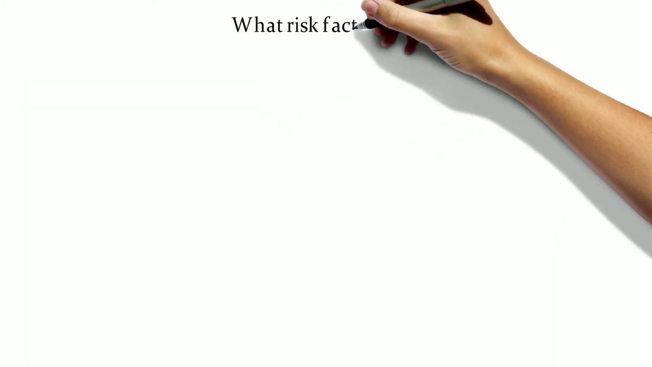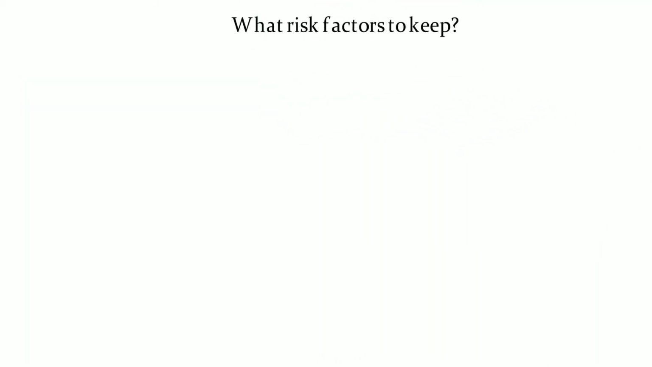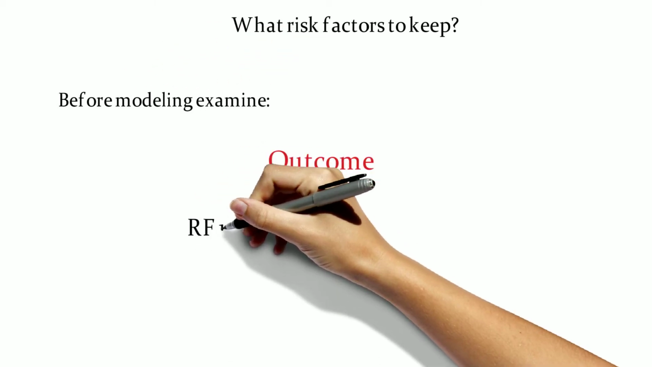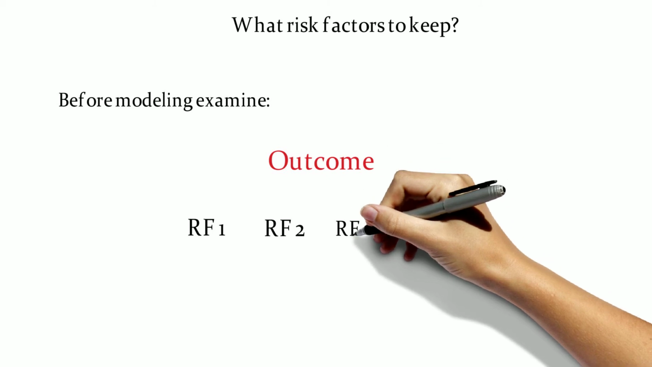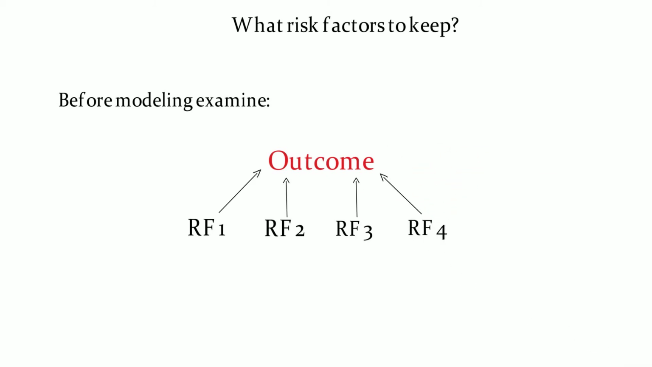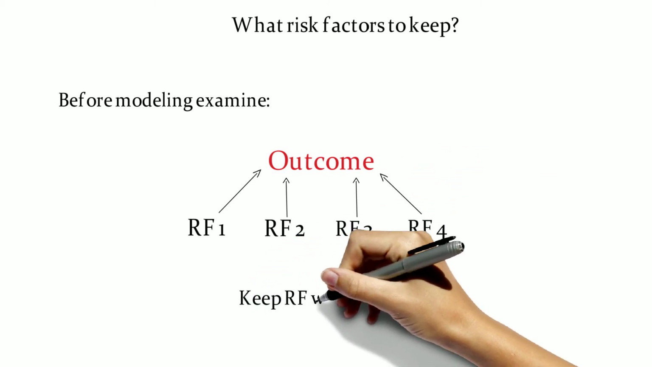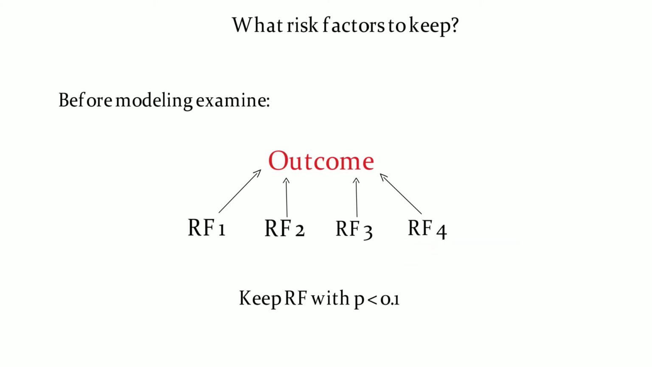But what risk factors do we effectively keep? Before modeling, we examined bivariate associations between the outcome and individual variables. We then retain variables that return a statistical significance at a p-value of less than 0.1 and then proceed to check for collinearity, or correlation between two or more predictive variables.